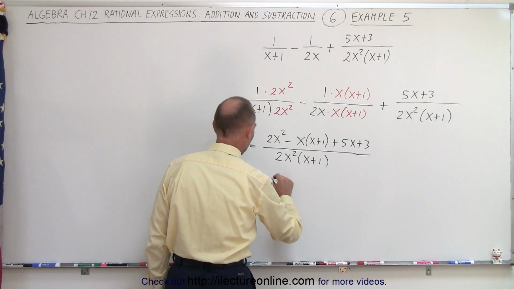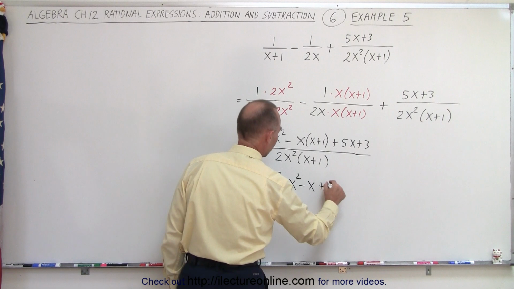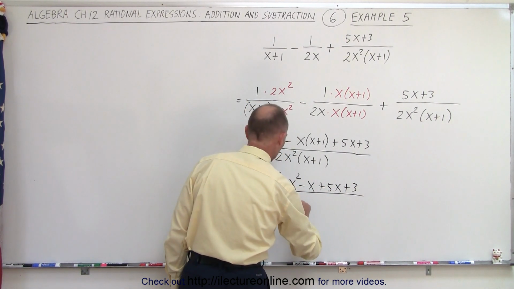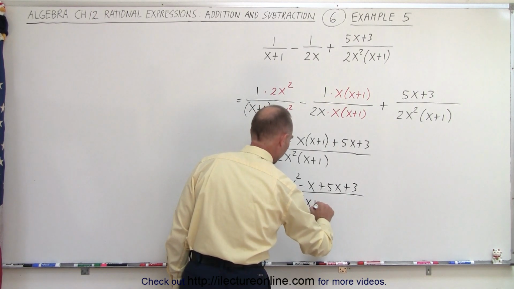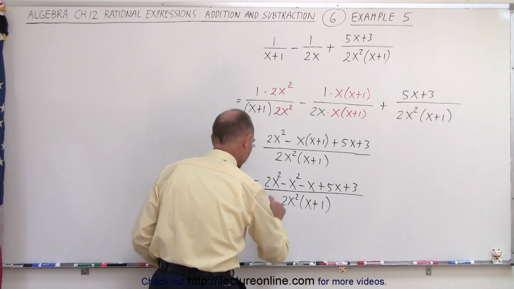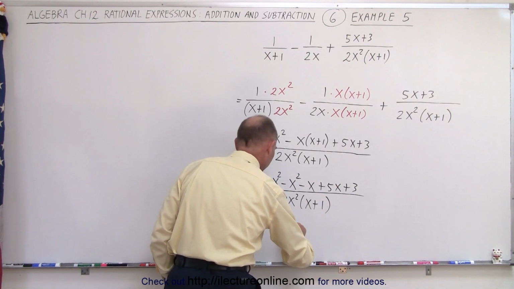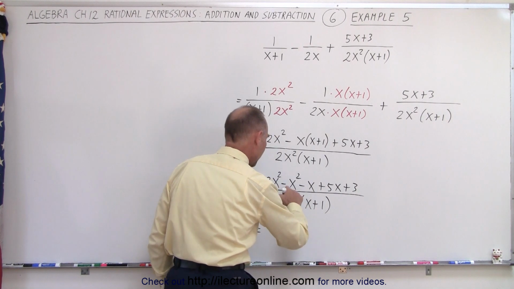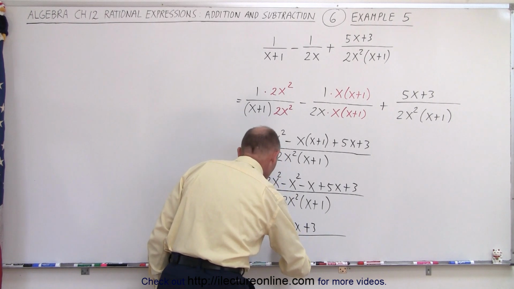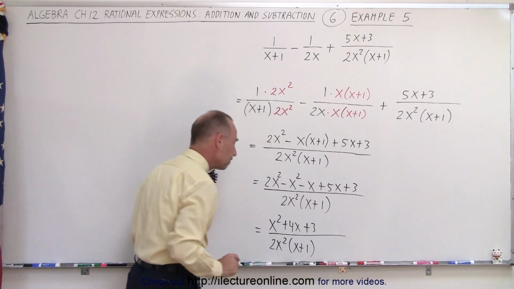So this is equal to 2x squared minus x plus 5x plus 3, all divided by 2x squared times (x plus 1). Now we collect common terms. So this is equal to 2x squared minus x squared, which is x squared, minus x plus 5x, which is plus 4x, and plus 3, all divided by 2x squared times (x plus 1).